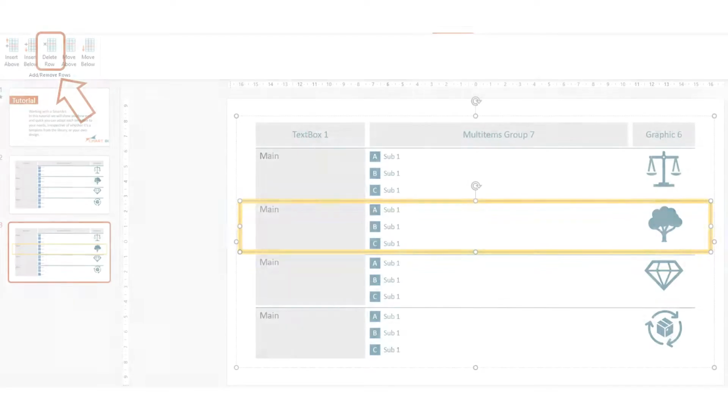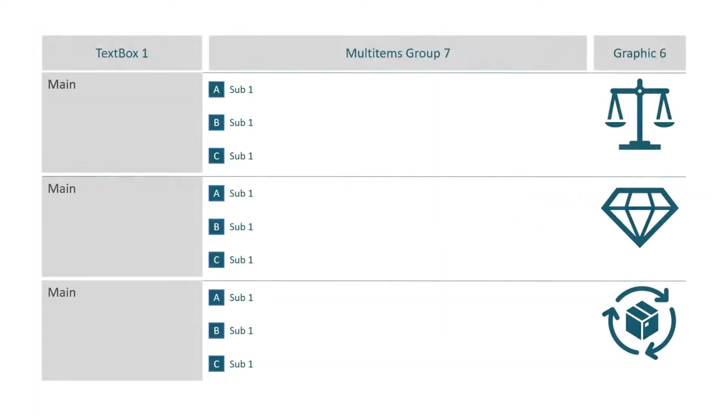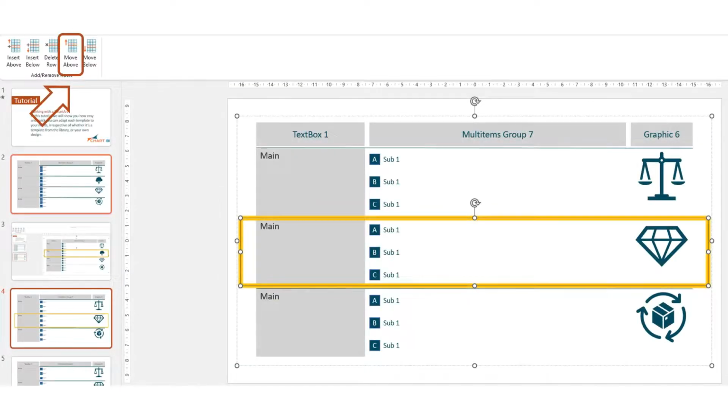Let's start with eliminating one block, in this case the one with the tree icon. Select the row, and click on Delete Row. Next, let's put the row with the diamond icon first. Select the row you want to move and click on Move Above.